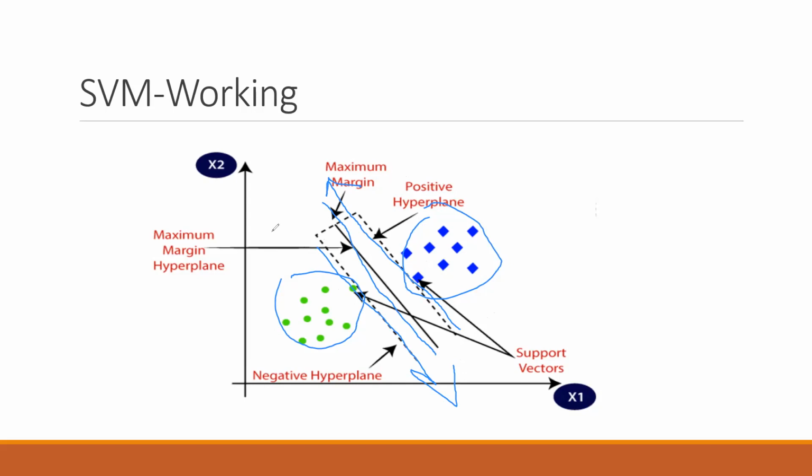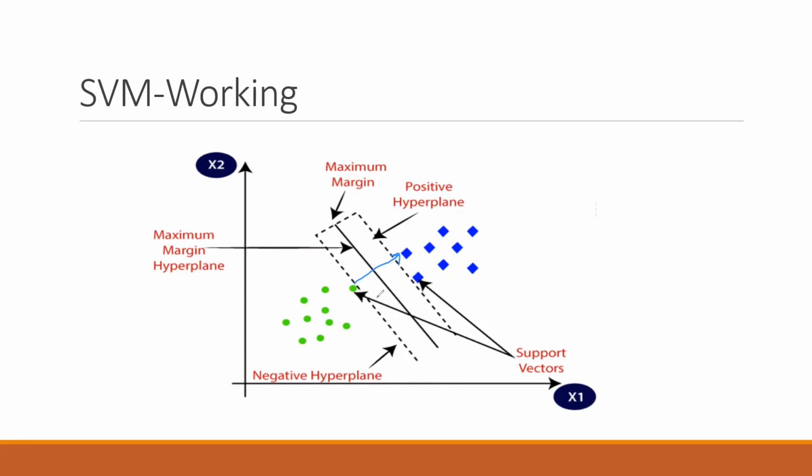Now the second one is the maximum margin. We can see we have a distance between the points of the different clusters. So this is how the proper classification is done. The distance between the data points of both clusters should be maximum.